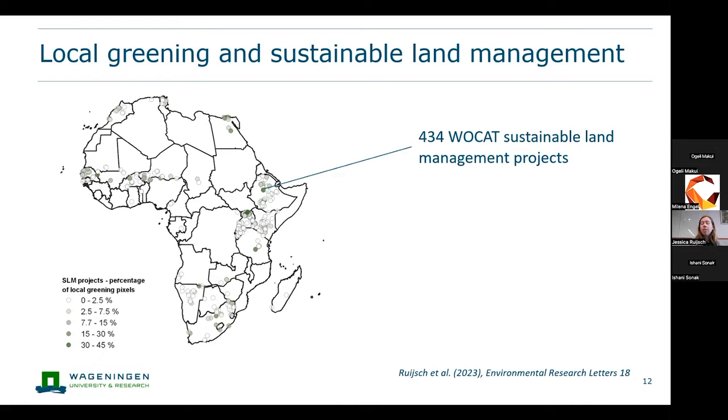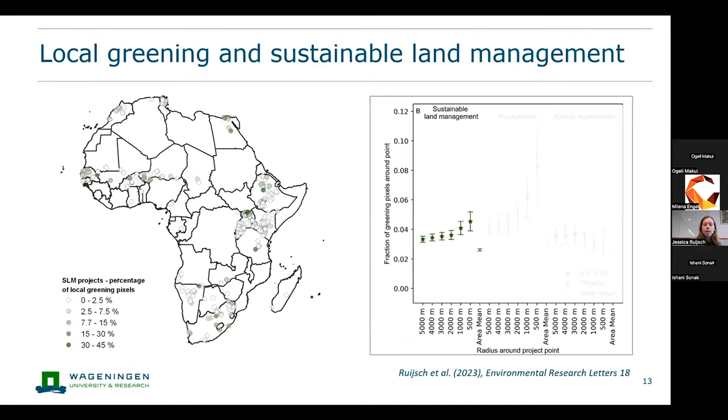But then, of course, if you want to assess the greening amount of sustainable land management, you want to know if we see more greening at these projects than in other areas, for example. So it's some sort of statistical approach. So what we did is, and this is kind of a complicated graph, but on the y-axis you see the amount of local greening at these project locations.